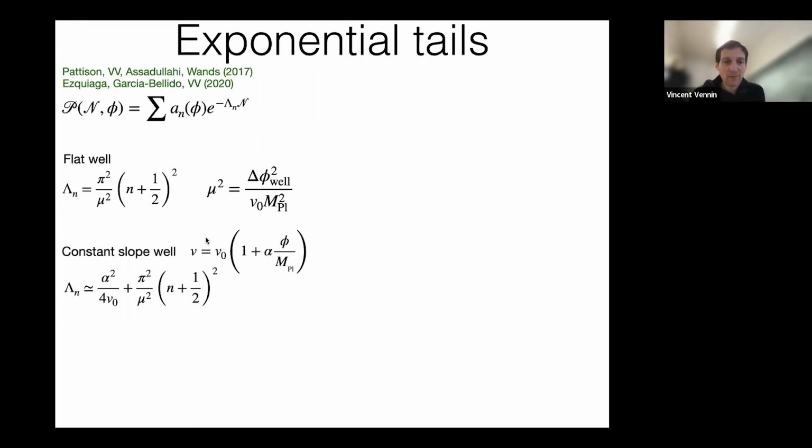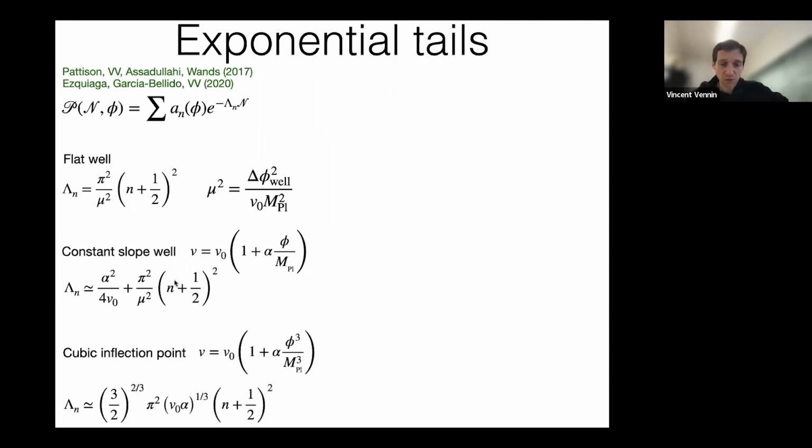You can also look at what happens if you add a small constant slope in your potential. So instead of having a flat potential, you take a potential with a linear piece. And then you find that the eigenvalues that we had before are exactly the same, but they are shifted by a constant term, which is alpha squared over v naught. Alpha can be small, but v naught is also typically very small. So depending on the ratio alpha squared over v naught, you might give either a small shift or a large shift. And if this term is large, it gives a large exponential suppression, and then it reduces by a lot the abundance of black holes.